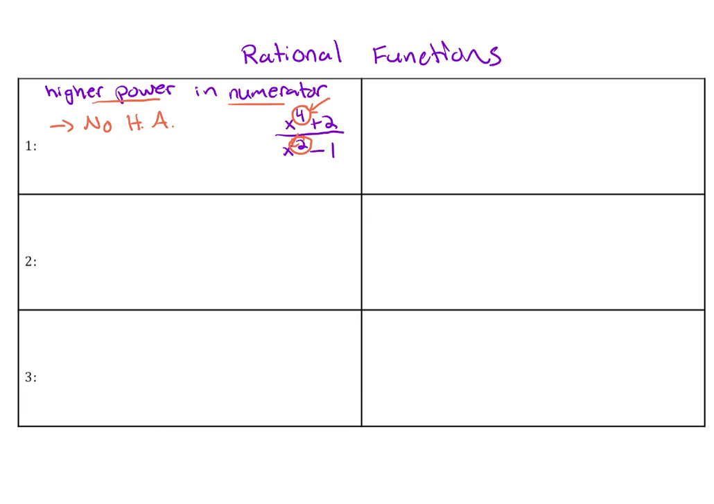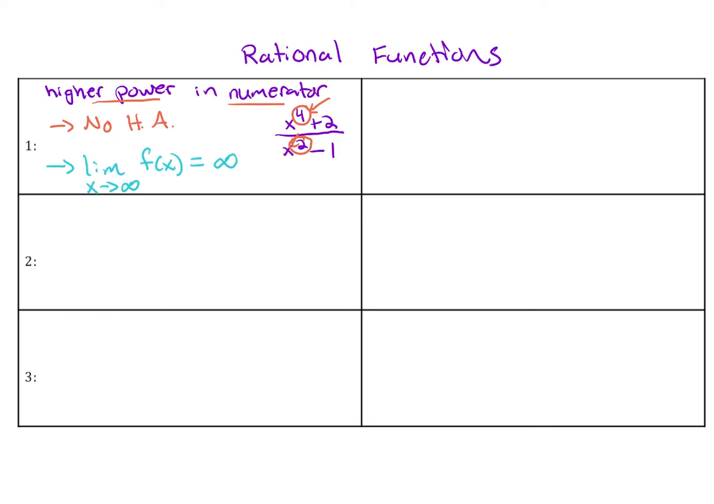There's no horizontal asymptote. And what that is, when you have the limit as x approaches infinity of a function with that description, the limit is infinity. As x approaches infinity, y also approaches infinity.